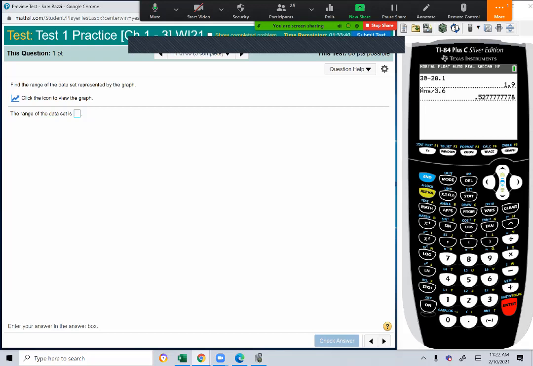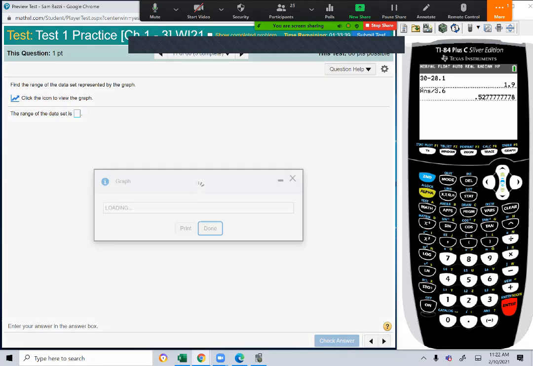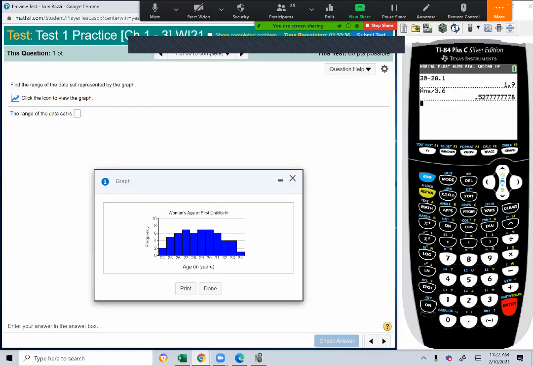Find the range of this data set. Let me just graph it. The range, guys, is the largest value minus the smallest value. What's the largest value that you can see here? 34. Do you guys agree 34 is the largest? And what's the smallest? 24. Yeah, subtract the two and you're done. It's 10.